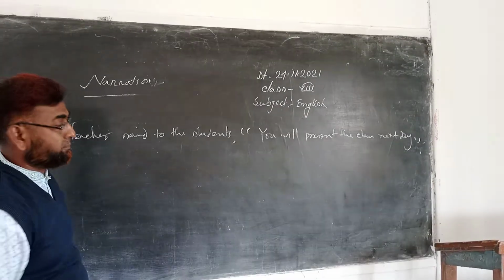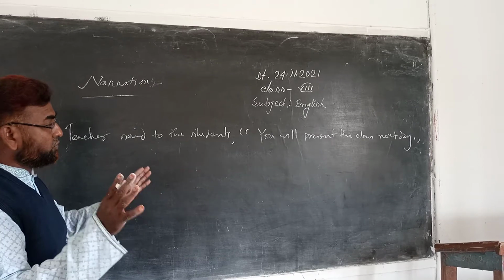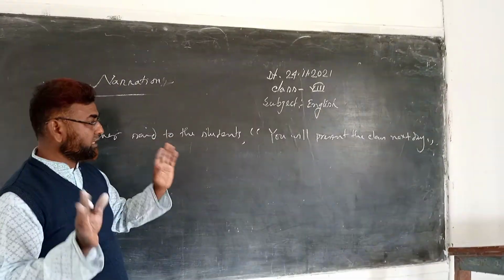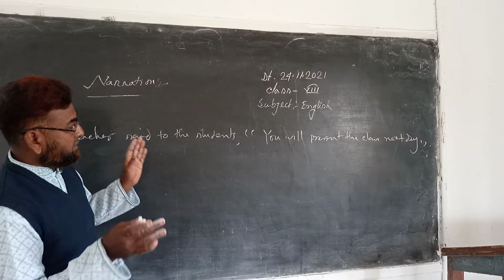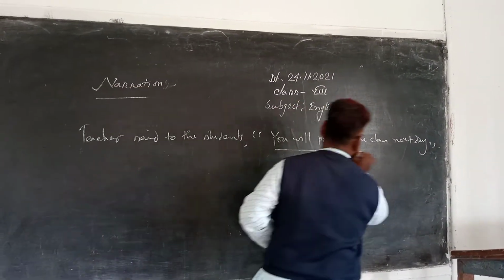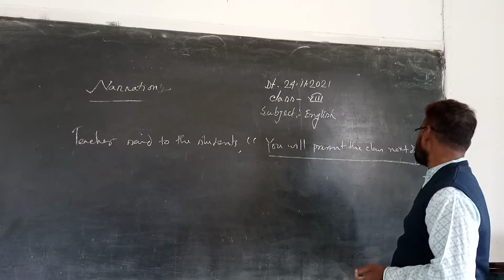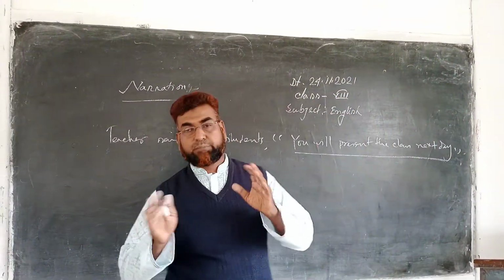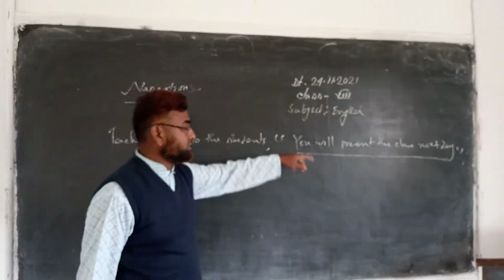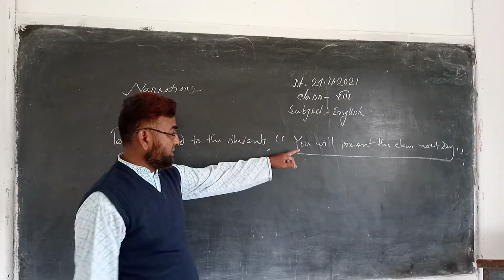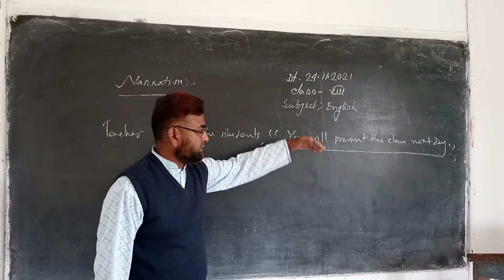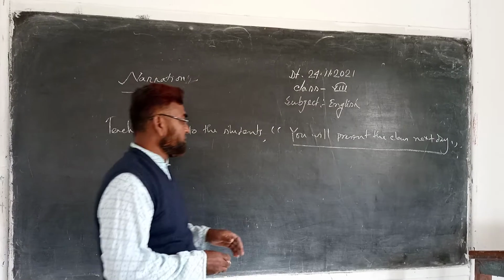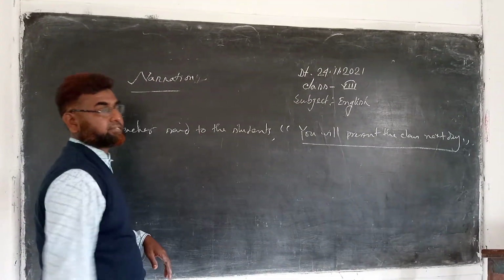Before completing the sentence, we have to know what kind of sentence it is. To find out the sentence kind, we have to look at the inverted commas. Here, "You will present the class next day" is an assertive sentence. What is the definition of an assertive sentence? When the subject and verb start the sentence, it is an assertive sentence.